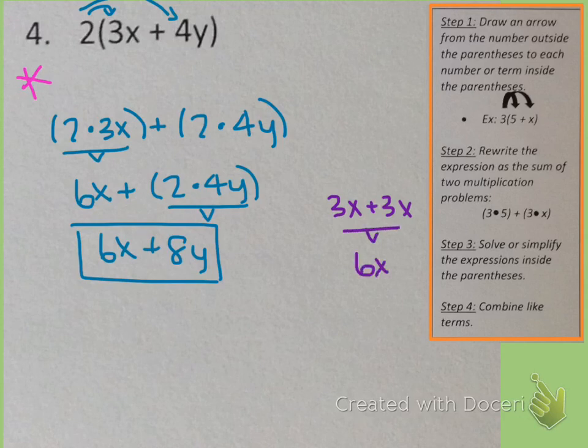So when I do a multiplication problem like this, 2 times 3x, I'm going to do 2 times the coefficient, which is 3, so 2 times 3 is 6, and then I'm going to write the variable afterwards. Same thing here, okay? I'll do 2 times 4, which is 8, and then I'll include the variable afterwards. So if that's confusing to you, don't worry about it. We're going to practice it a ton in class, and we'll discuss it in class.